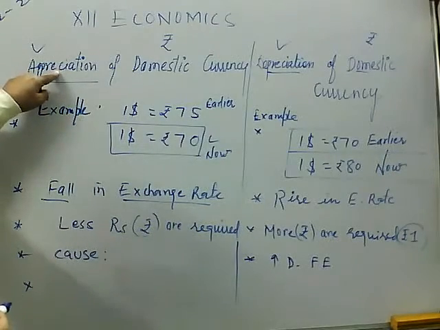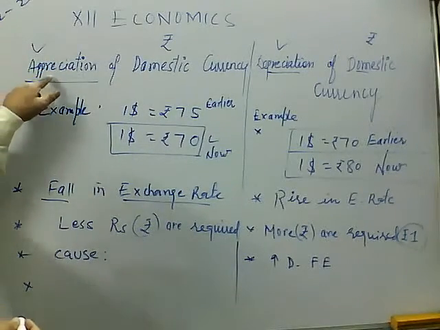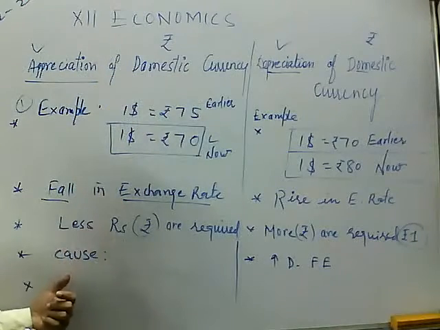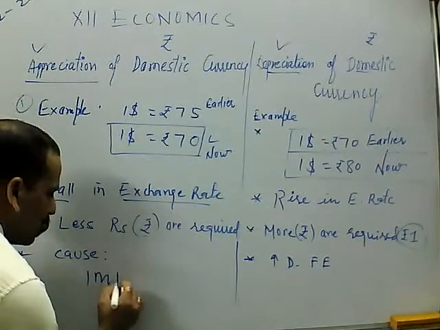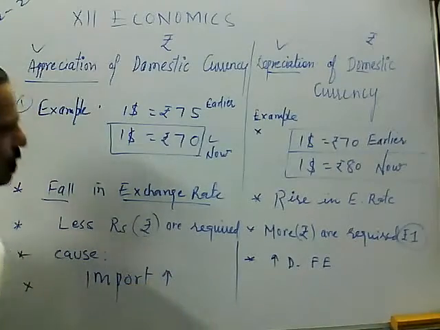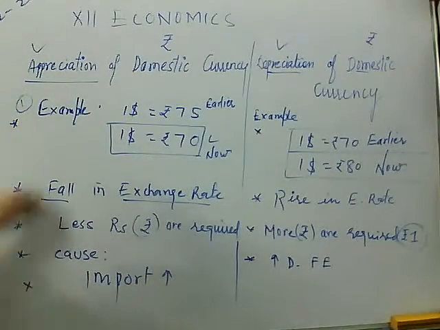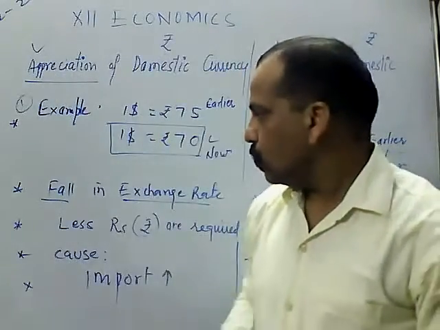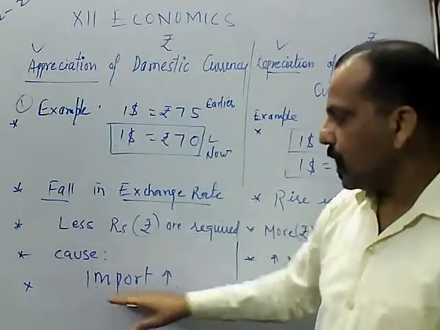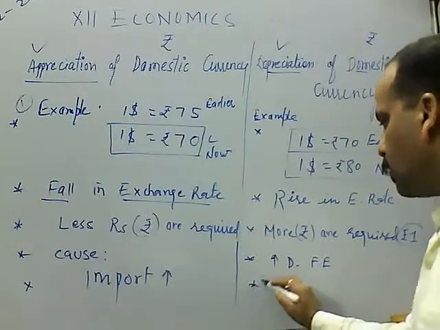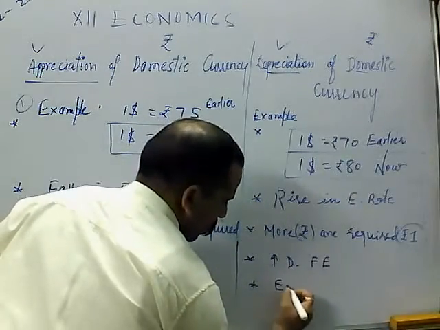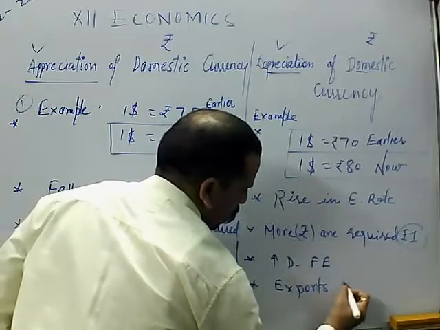Whenever there is one more point, when there is appreciation of the domestic currency, okay, appreciation of the domestic currency, so this time imports increase. We can say imports increase. When there is an appreciation of the domestic currency, you have to pay less rupee to get the same dollar. So at that time imports increase. And when there is a depreciation of the domestic currency, at that time exports increase.